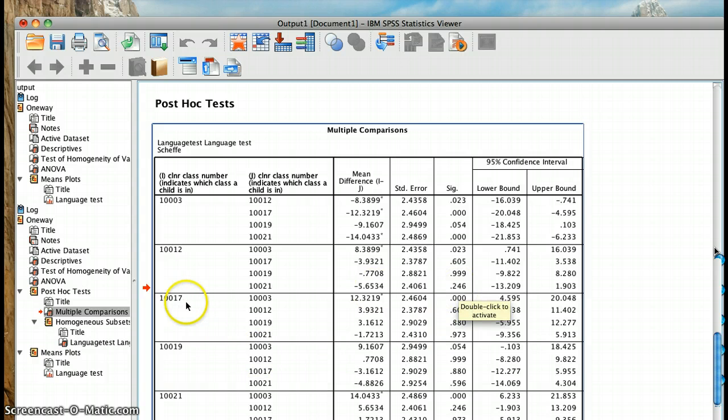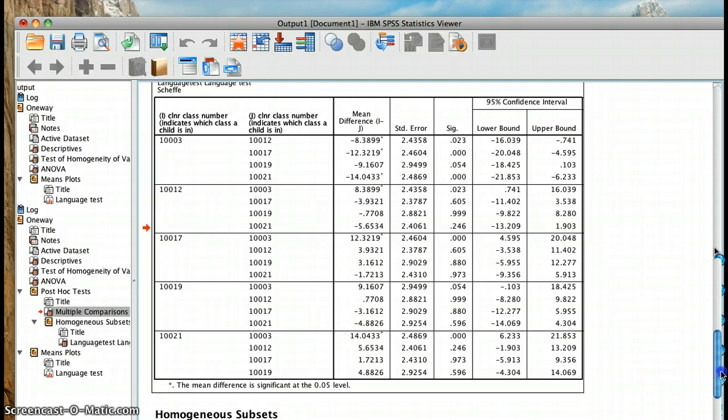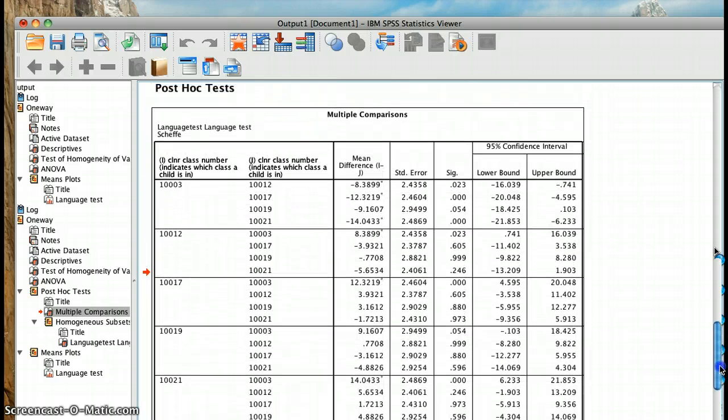And then from 17, we had these already, 17 and 19, not different. 17 and 21, not different. And now the last one we didn't look at is 19 and 21, not different either. So now we can write up our results, and that will be in the next video.